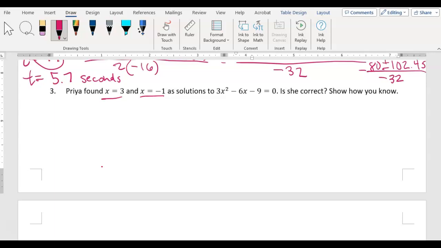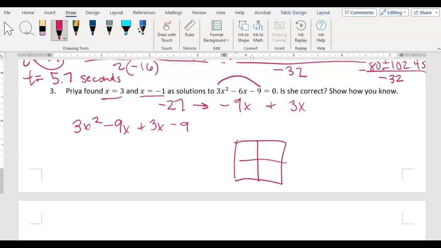You can also plug in 3 and then plug in negative 1 and show that both of them will equal 0. For the purposes of this, I'm going to do factoring because we haven't done that in a while. So 3 times negative 9 is negative 27. Factors that multiply to give us negative 27 and add to give negative 6 are negative 9x and positive 3x. And so I'm going to rewrite my equation as 3x squared minus 9x plus 3x minus 9. And then I'm going to do the backwards box.